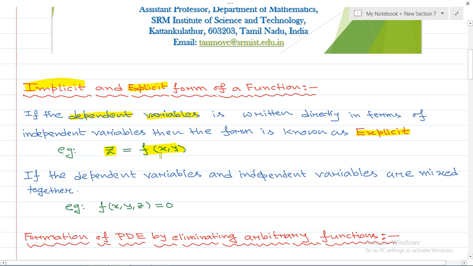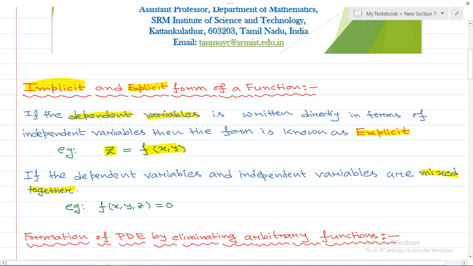Now there is another representation, which is the implicit representation. So what is an implicit representation? If the dependent variable and independent variables are mixed up together, we cannot isolate them. So z cannot be isolated and cannot be written in the structure of a function f of x, y easily. We can write it down, but that cannot be done very easily. So such a type of representation is known as an implicit representation.